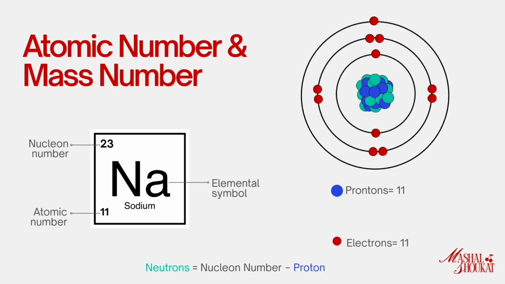This is the total number of protons and neutrons in the nucleus. To find neutrons, we use the formula: neutrons equal mass number minus protons. So for sodium, we have 23 minus 11 equals 12. That means sodium has 12 neutrons. So sodium has 11 protons, 12 neutrons, and 11 electrons.